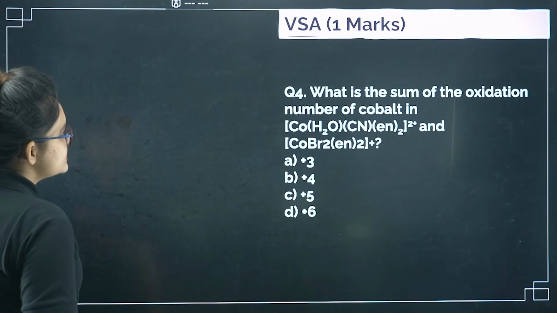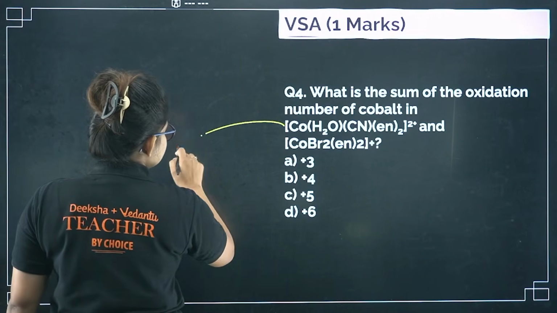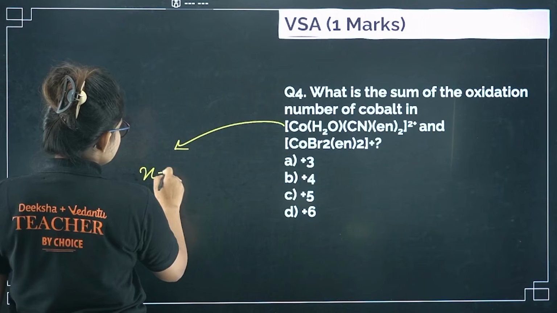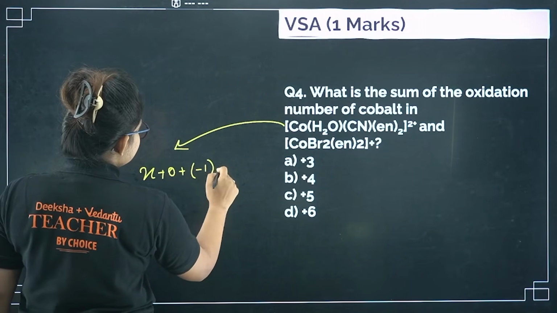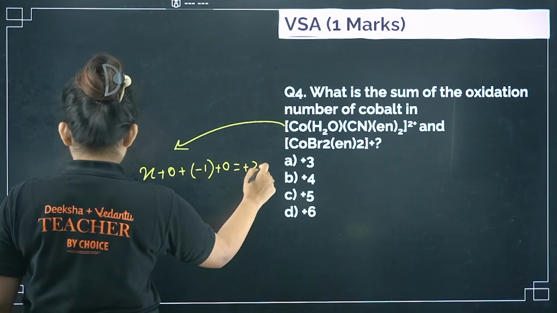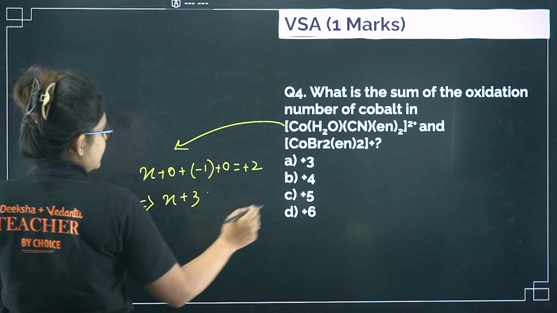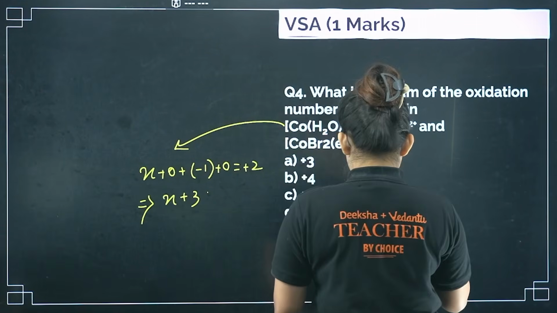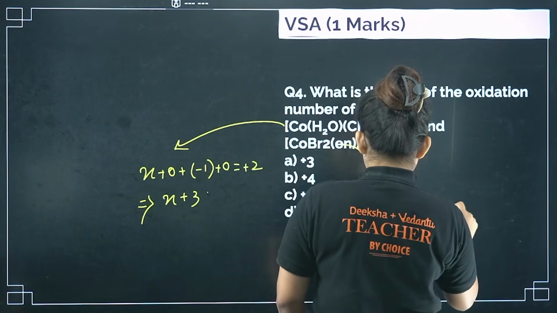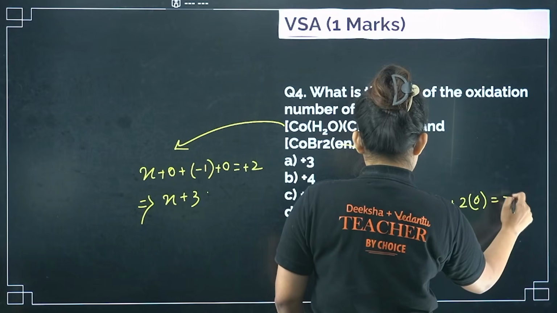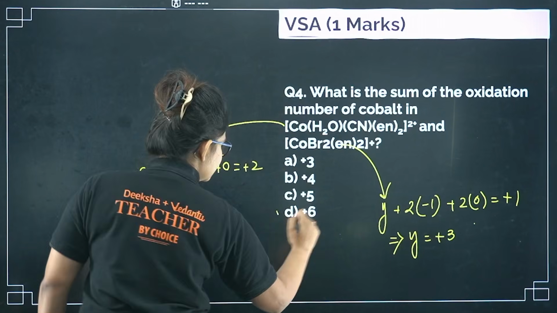Let us proceed. What is the sum of the oxidation number of the cobalt in this 2? Okay. So, for the first case, let me just take it as X plus for water it will be 0, for CN minus it will be -1, for ethylene diamine also it is going to be 0, equals to +2, right. So, for this case if I solve then X will be +3. For this case let me just calculate, let us take it as Y plus 2 into -1 for bromine plus 2 into 0 is equals to +1, right. So, for this case Y is coming +3. So, +3 plus 3, +6.